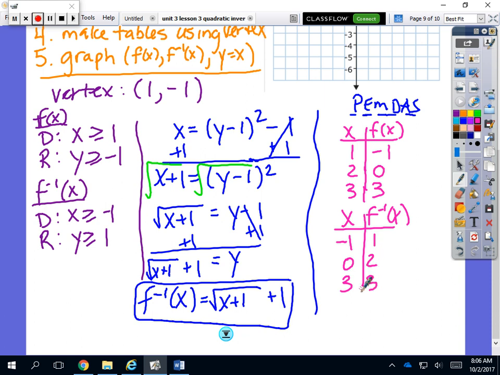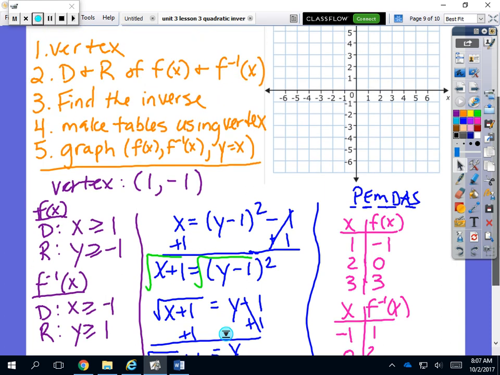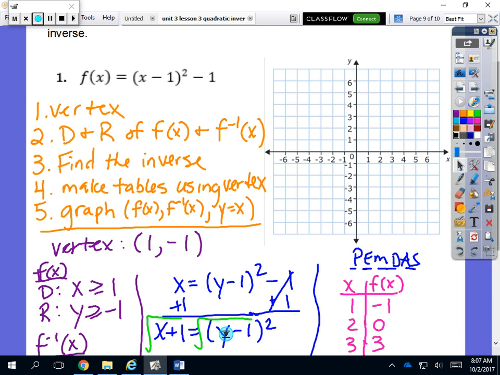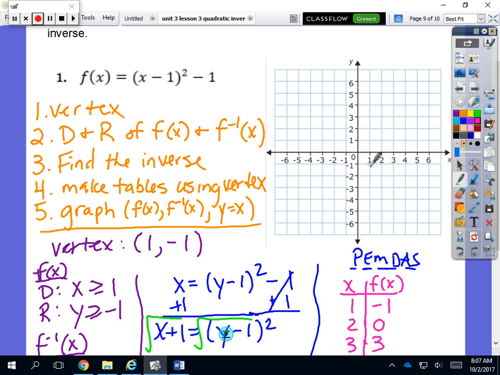And then plot the points. So we're going to move that graph down. Well, maybe I can just go back up. If you have your points written down, I'm just going to go back up and plot those points. Hopefully you got those written down. So I've got 1, negative 1; 2, 0; and 3, 3. So that's f of x.